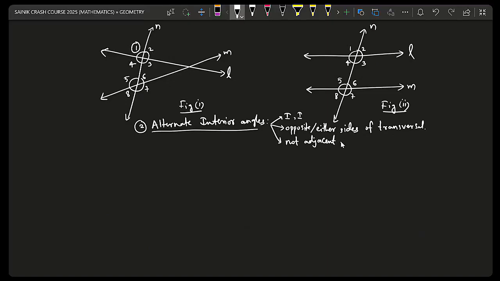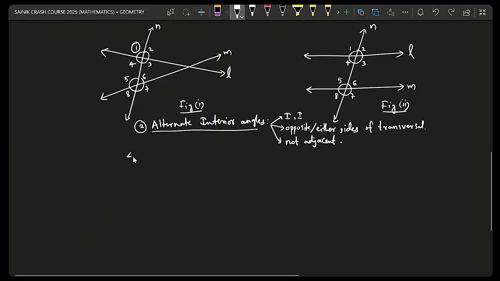Satisfying all the 3 conditions, who will say any pair? Now you understood what is interior, what is exterior, lying on the same side or opposite side of the transversal, and adjacent angles. What are the three conditions? Both of them must be interior, they should lie on opposite sides of the transversal, and they should not be adjacent. Satisfying these three conditions, can anybody say any pair? Sir, angle 4 and angle 6.